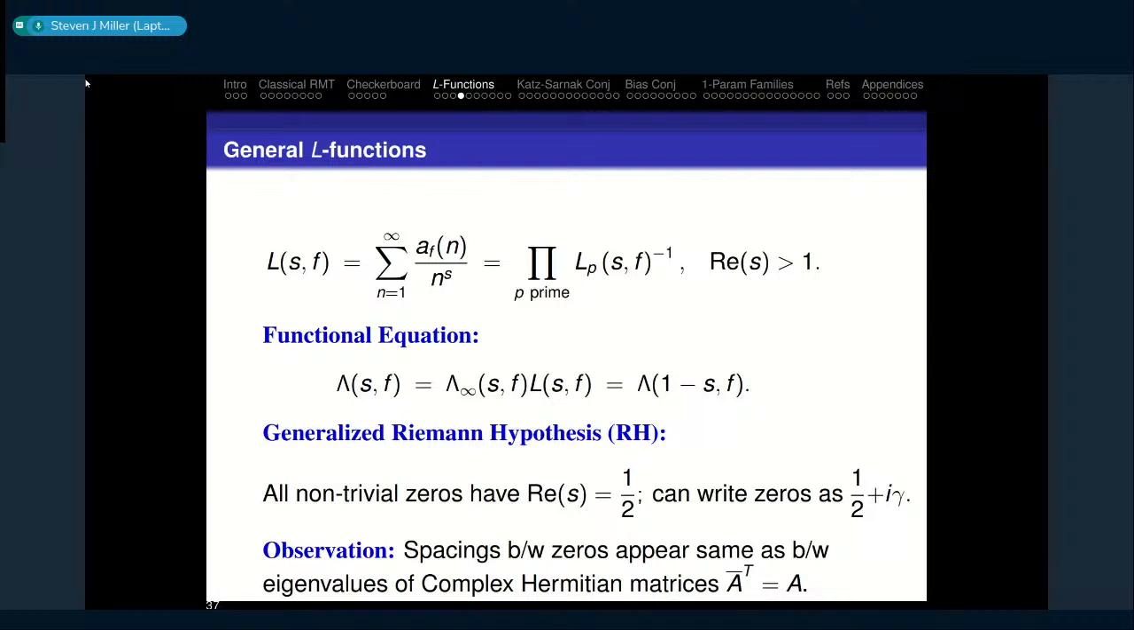In many situations, it will also satisfy a functional equation. We also believe that it will satisfy the generalized Riemann hypothesis. And we also believe that the spacings between the zeros should be similar to what we've been seeing before.